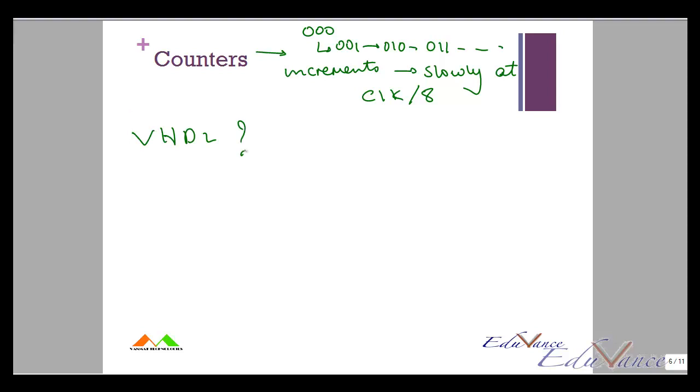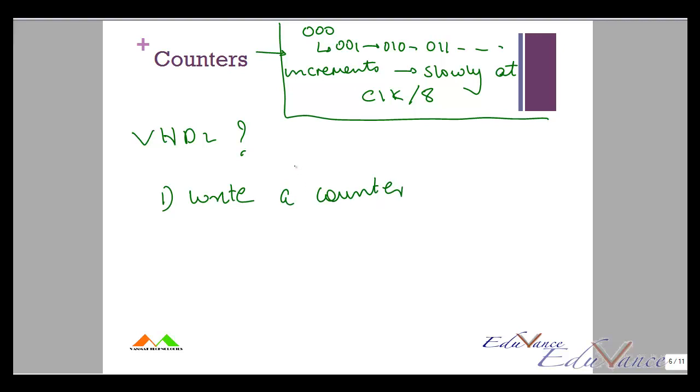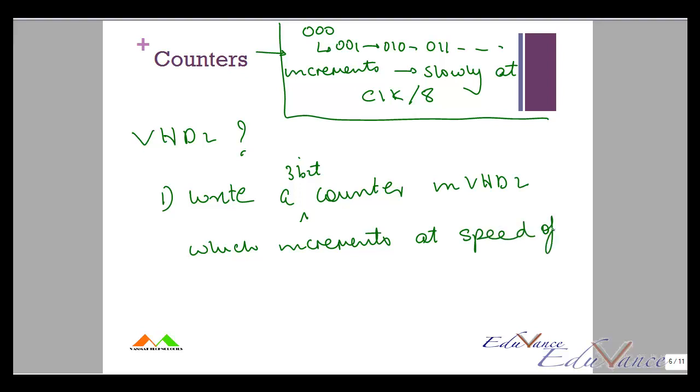So the problem statement is, write a 3-bit counter in VHDL which increments at a speed of clock divide by 8. This is the problem statement. Now the question is, how will you design this?